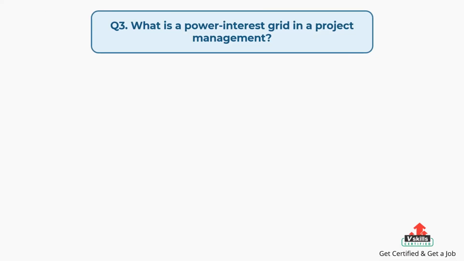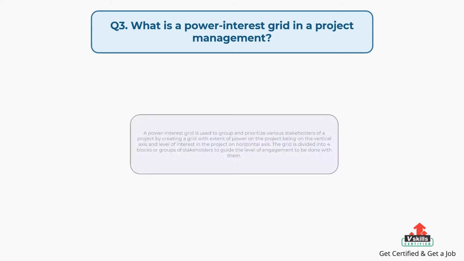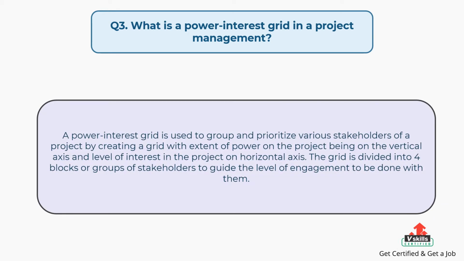Question number 3. What is a power interest grid in project management? The answer is, a power interest grid is used to group and prioritize various stakeholders of a project by creating a grid with extent of power on the project being on the vertical axis and level of interest in the project on horizontal axis. The grid is divided into 4 blocks or groups of stakeholders to guide the level of engagement to be done with them.